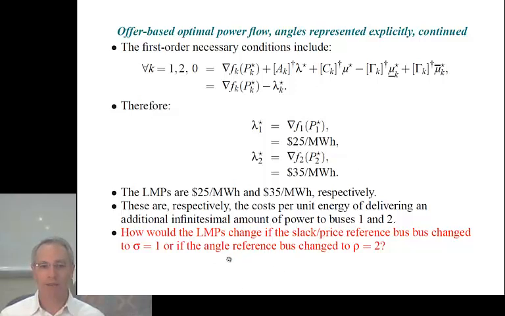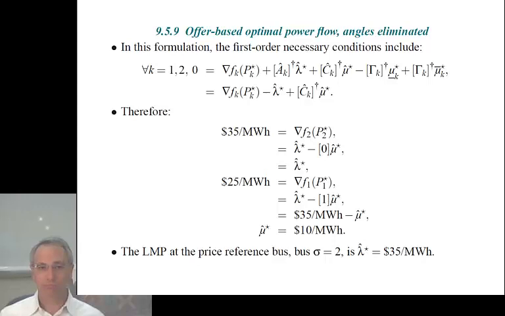So that sets the LMP at bus 2. You might think about how the LMPs would change or wouldn't change if we change the choice of sigma or rho. If we now turn to the angles eliminated version of the formulation, we still have optimality conditions for both K equal 1 and 2 that have a similar flavor.